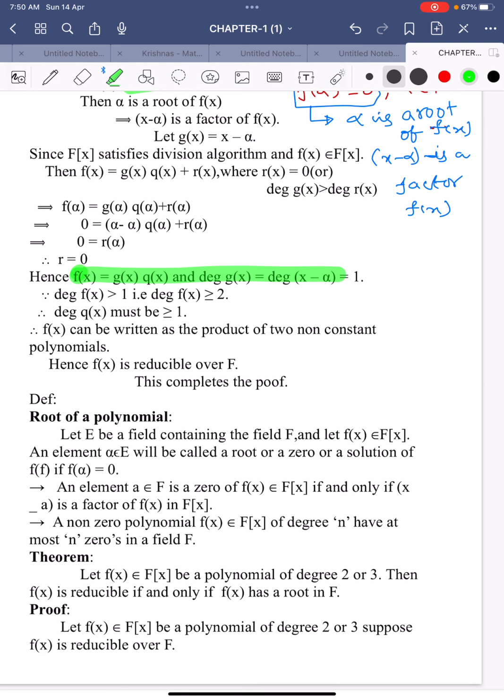Here you observe the degrees. Here f of x is equal to g of x into q of x, and the degree of g of x is equal to 1, and the degree of f of x is greater than 1. So the degree of f of x is greater than or equal to 2. Then the degree of q of x must be greater than or equal to 1. Hence, f of x can be written as the product of two non-constant polynomials. Therefore, f of x is reducible over capital F. This completes the proof of our theorem.